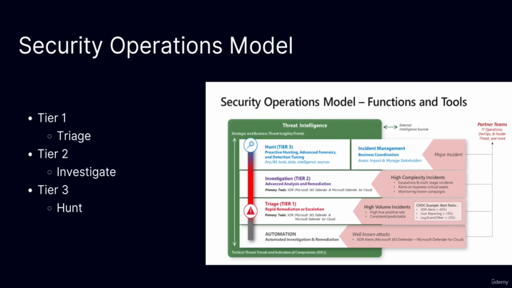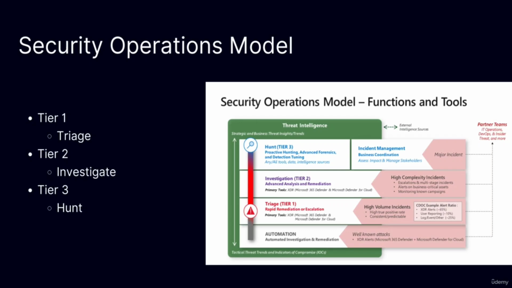Then you have advanced analysis and remediation, and this is more for highly complex types of incidents. In this case, the tier 2 team serves as the escalation point for tier 1 teams. Perhaps in our previous example, using their tools, they're still not able to determine anything. However, there are some warnings with the attachment, so they escalate it for further investigation.